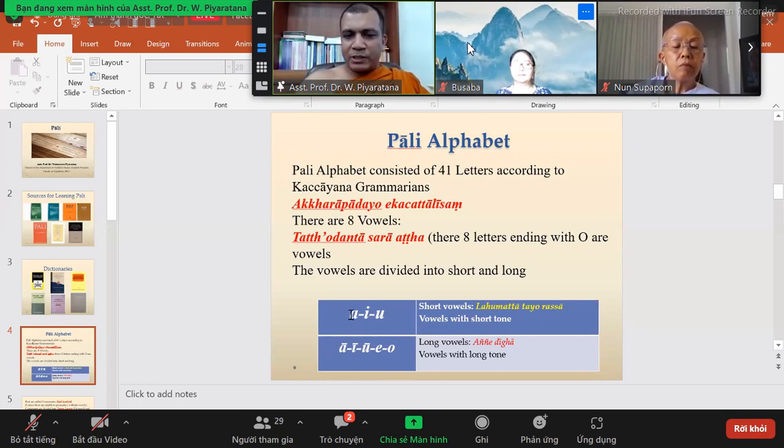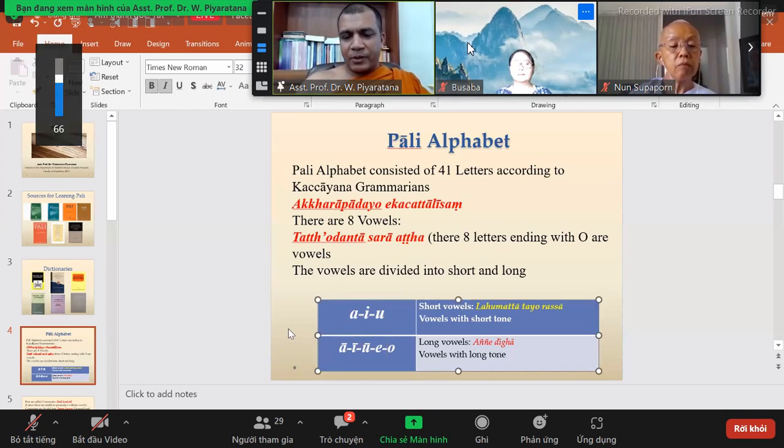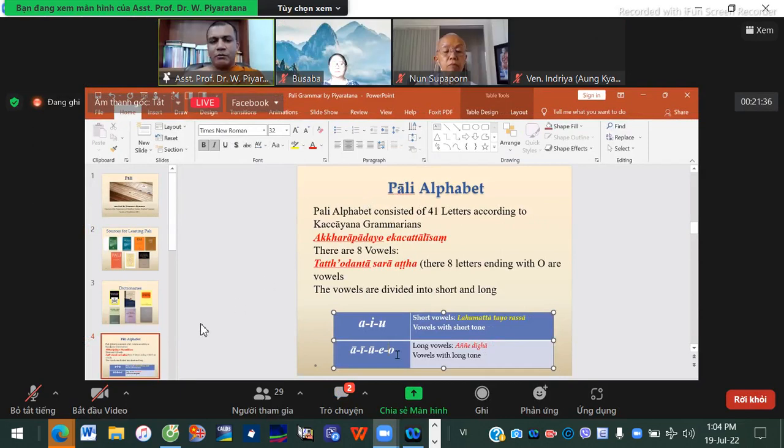So when you count the vowels, A, A, I, I, U, U, E, O, the O is the last letter of the vowels, so it is called odanta, ending with O. Starting with A, ending with O. So these 8 letters are called vowels.